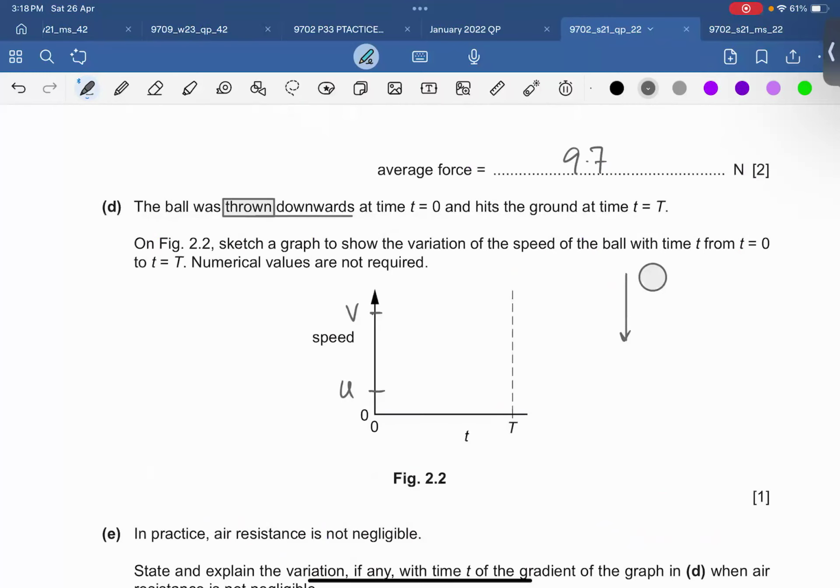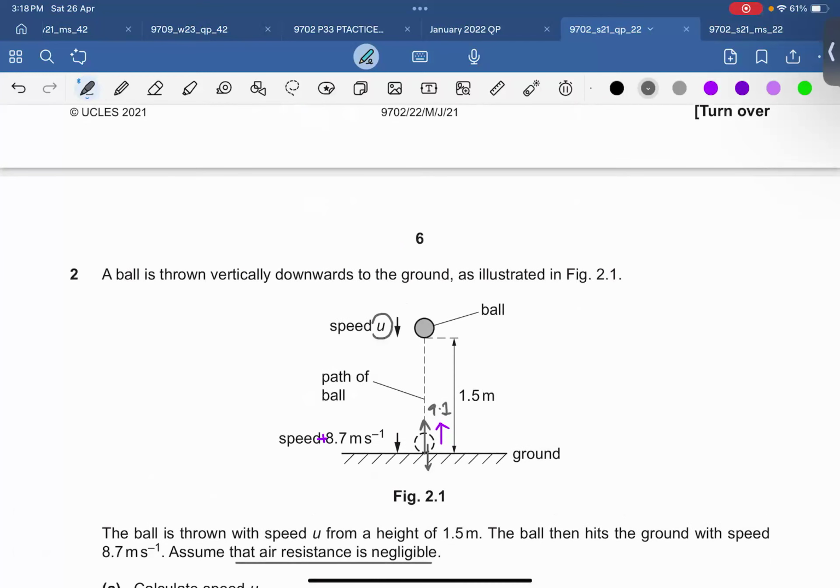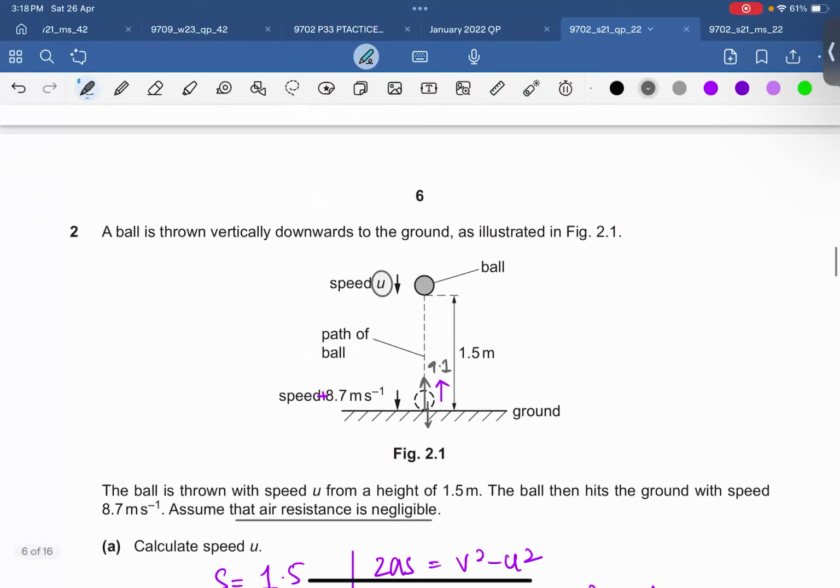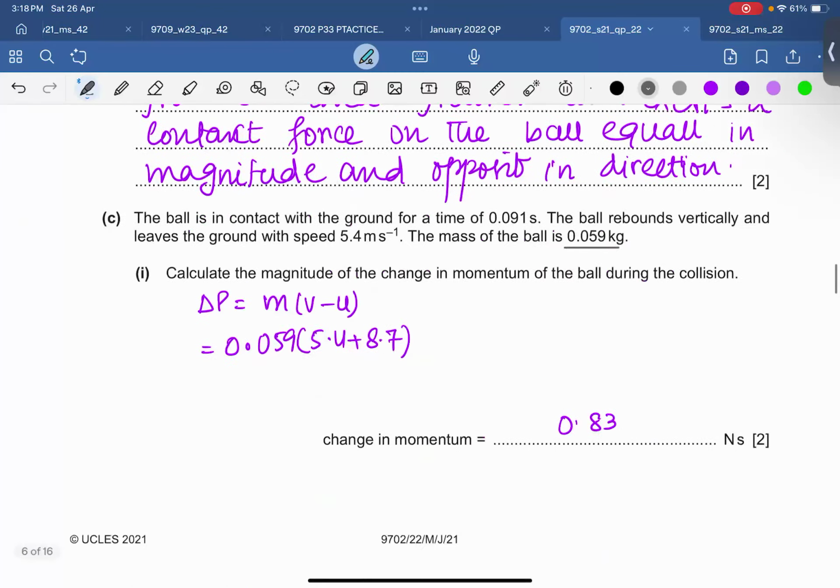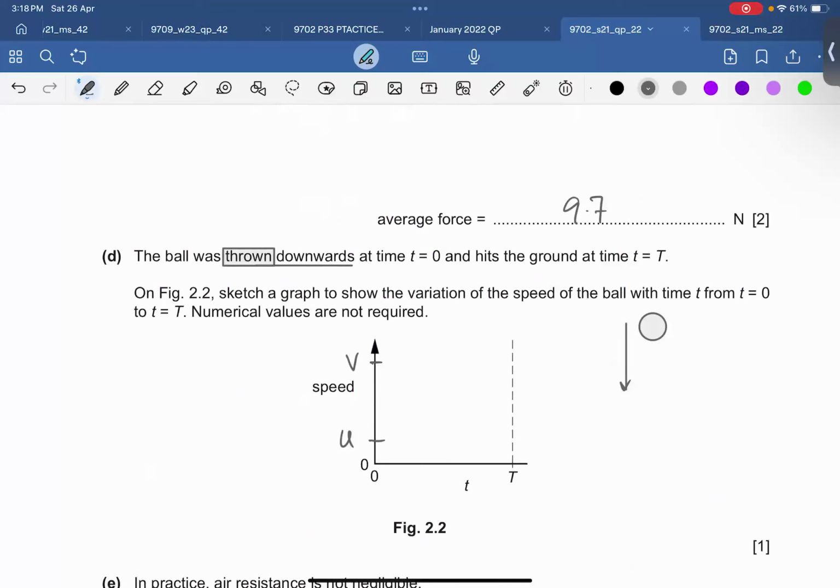The second thing: the scenario of the graph we are drawing is right here with initial velocity u, so it has some initial velocity, right? It's not like released from the rest. Whenever it says thrown, it should have some initial velocity. Since it is moving downward, it will start accelerating because it is moving in the direction of gravity.